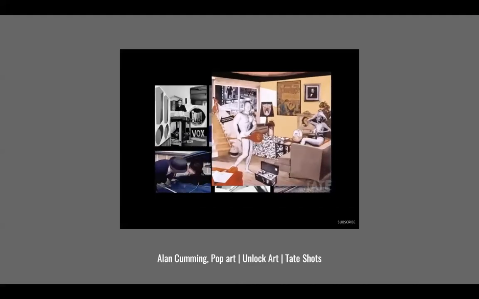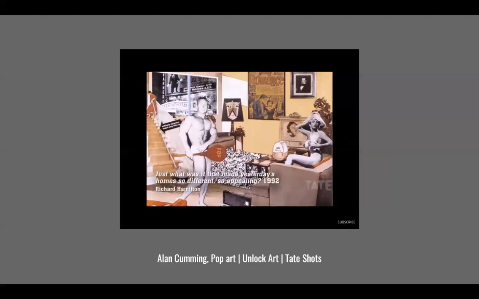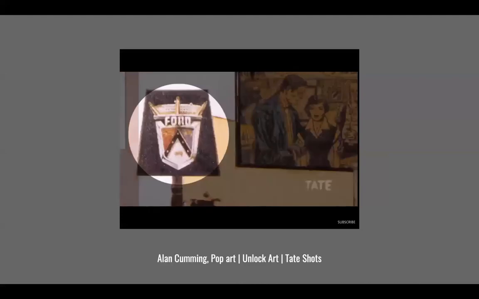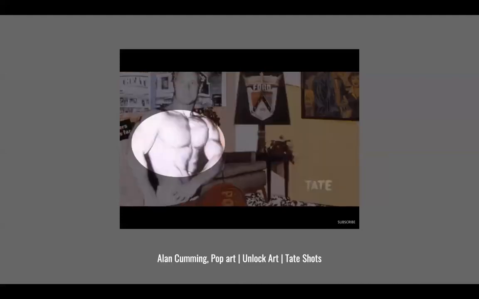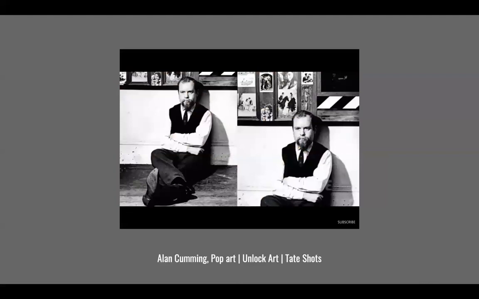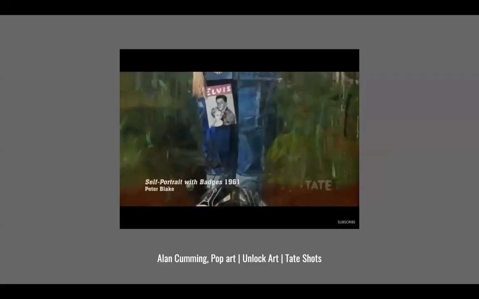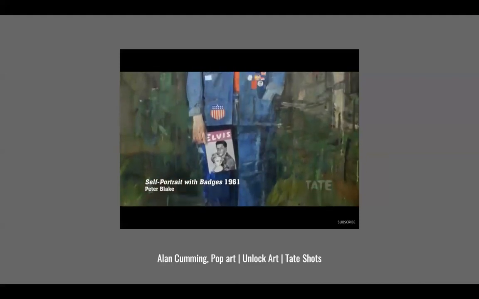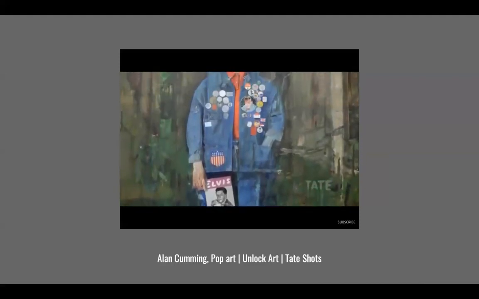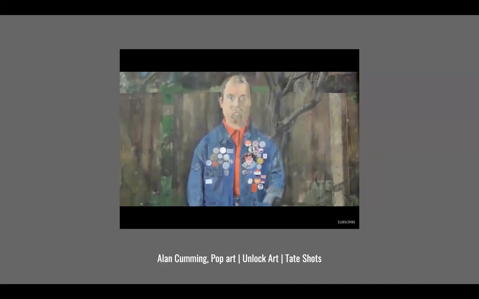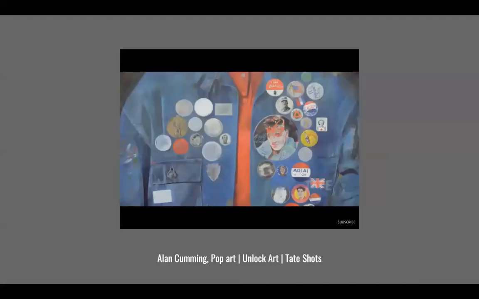This is a collage by Richard Hamilton. It confronts the mass advertising coming to Britain from America. Here's Peter Blake. He painted pin-up girls and wrestlers. Here he is wearing American jeans and holding a magazine all about Elvis Presley. He's showing the influence American culture is having on Britain. Love the badges, Peter.